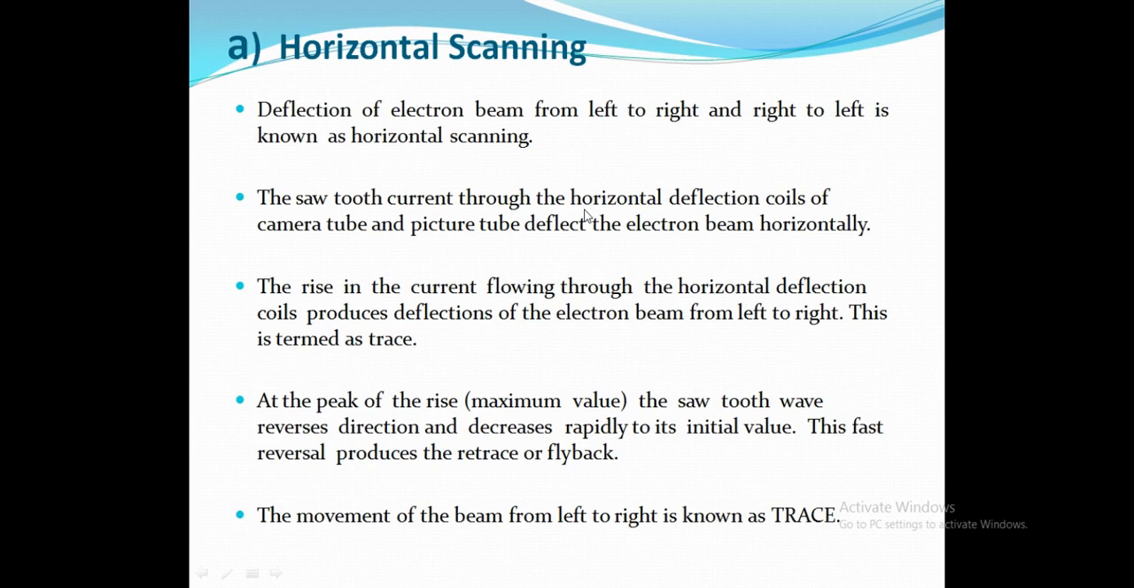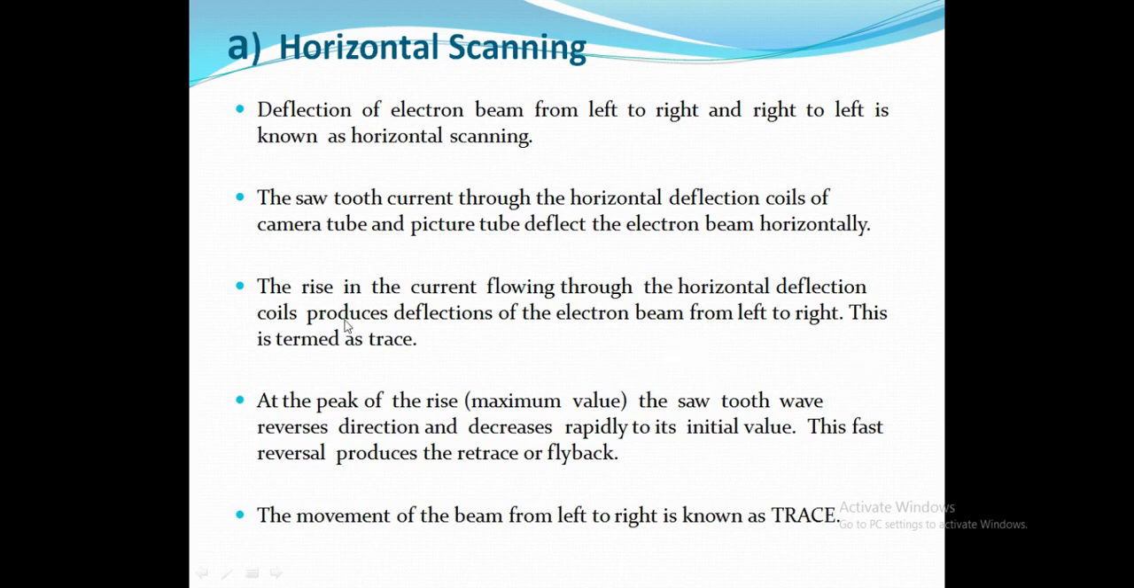Here the sawtooth current through the horizontal deflection coils of a camera tube and picture tube deflects the electron beam horizontally. So at the transmitter side and the receiver side also, the horizontal deflection coils of both camera tube and picture tube will deflect the electron beam horizontally only. The rise in the current flowing through the horizontal deflection coils will produce the deflection of the electron beam from left to right.